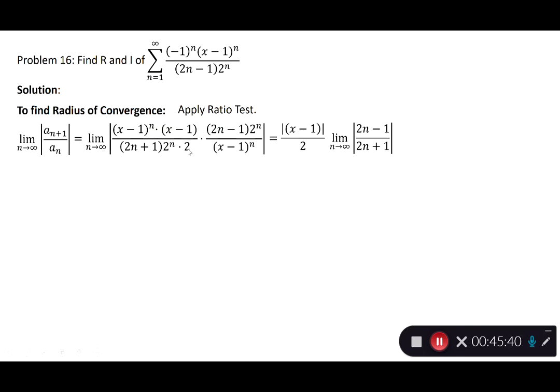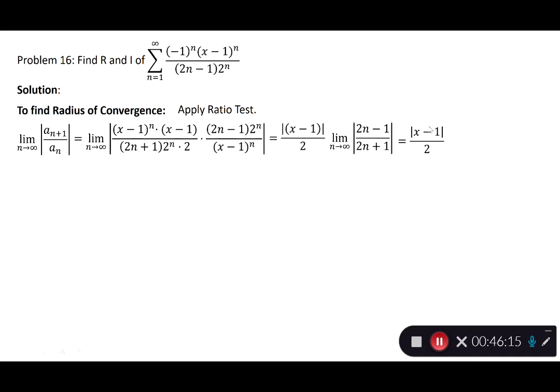Ooh, by the way, there's a 2 also we can pull outside. It's a constant multiple. Pull that out, and so we are left with limit of 2n minus 1 over 2n plus 1. Right? What is this equal to? This limit of absolute value of 2n minus 1 over 2n plus 1? Well, ratio of leading coefficients. 2 over 2 is 1. So this just becomes absolute value of x minus 1 over 2. Isn't that nice? Cool.